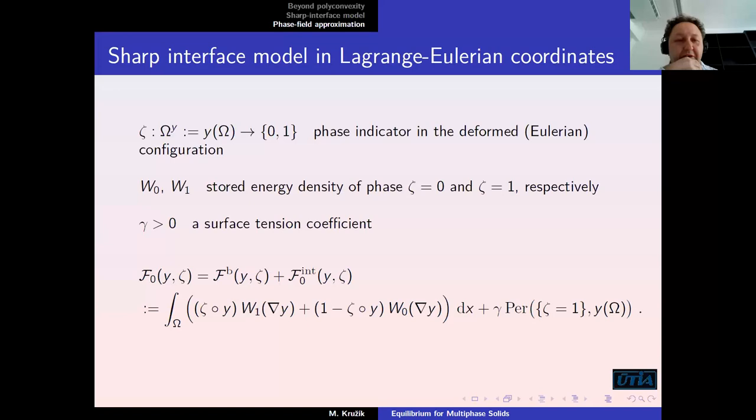And then we come up with the following energy. Now this is the phase indicator, or volume fraction if you want, of the phase one in the deformed configuration. So we compose it with y to get something x dependent, and then we have one minus the same object for W0. So this is the bulk contribution, and now we have the interface contribution, which is just gamma times the perimeter of the set where zeta equals one in y of omega. So this is the Lagrangian-Eulerian description of the model, because this has a Lagrangian part, the bulk part, and the Eulerian, which is the interfacial one.